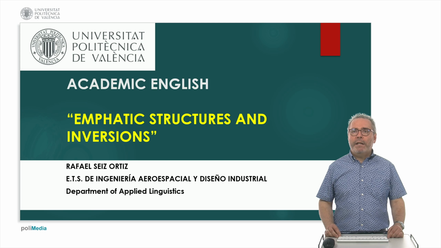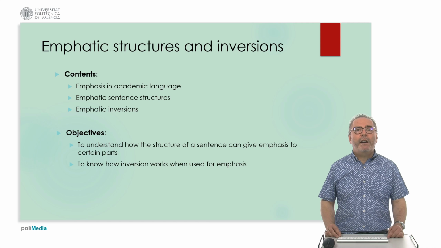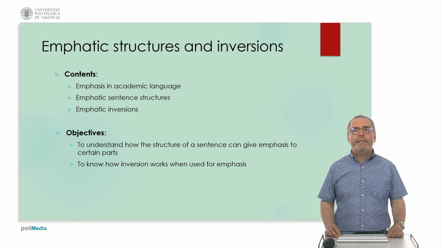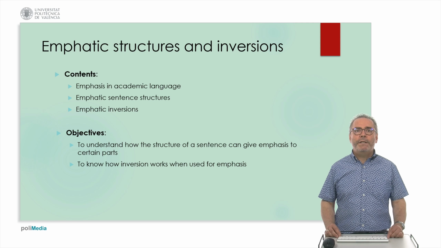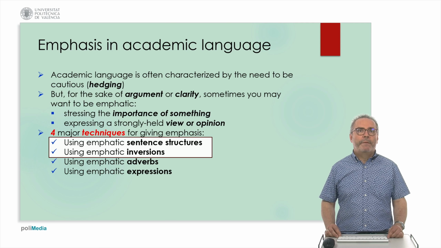In this academic English video, we will see the importance of emphasis and some emphatic structures and inversions. These are the contents. We will have a look at emphasis in academic English, and we will see some sentence structures and some inversions that can give emphasis to different parts of a statement. The objectives are to understand how the structure of a sentence can be changed in order to give emphasis to certain parts, and to know how inversion works when it is used for emphasis purposes.